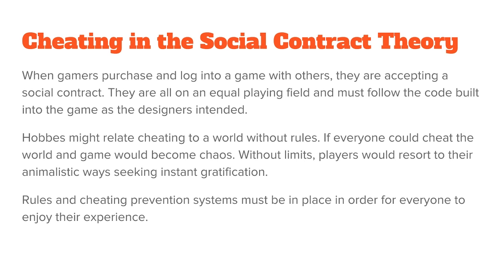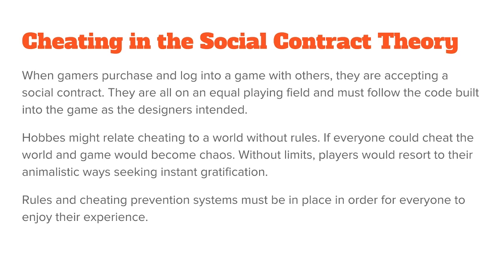So, cheating in the social contract theory, I think, is the most important one and applies the most. When gamers purchase and log into a game with others, they are accepting a social contract in some sense. They are all on an equal playing field and must follow the code built into the game as the designers intended. Hobbes might relate cheating to a world without rules.